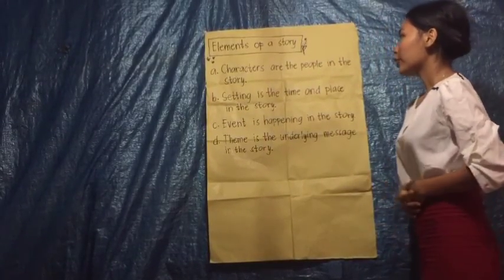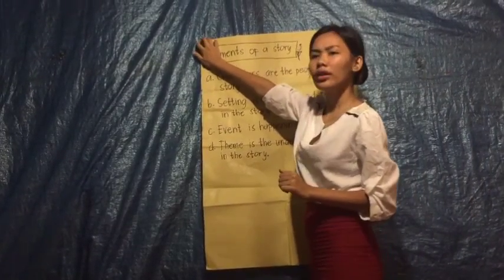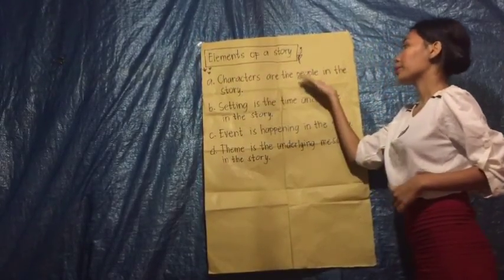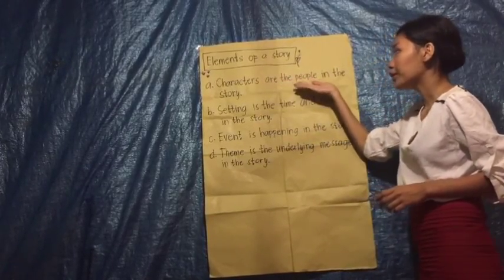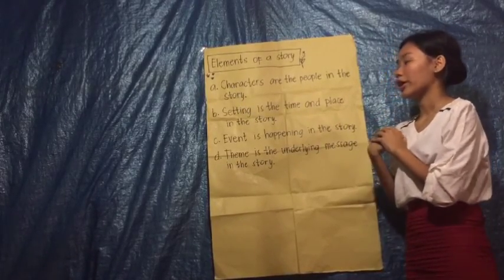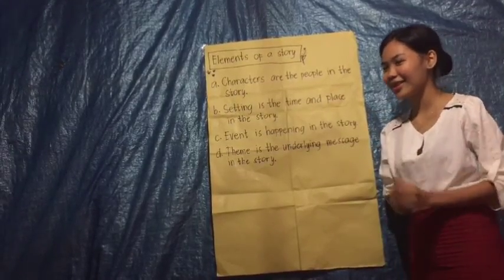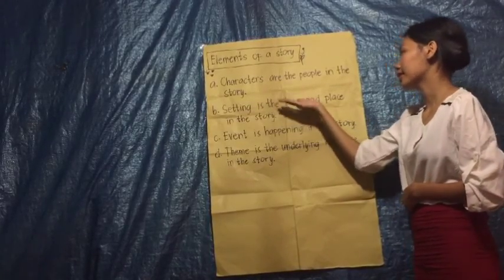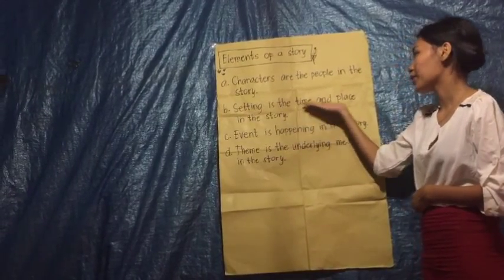The first element of the story is a character. What is the definition of a character? Characters are the people in the story. Again, what are the people in the story? Characters. Very good. The second one is setting. Setting is the time and place in the story.